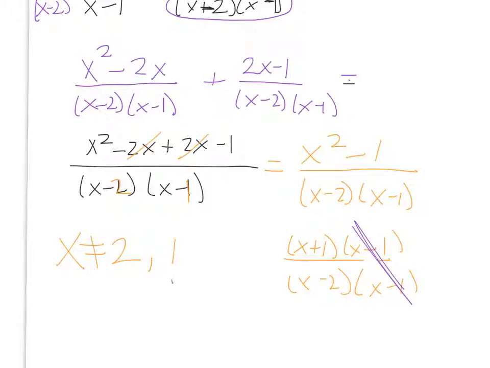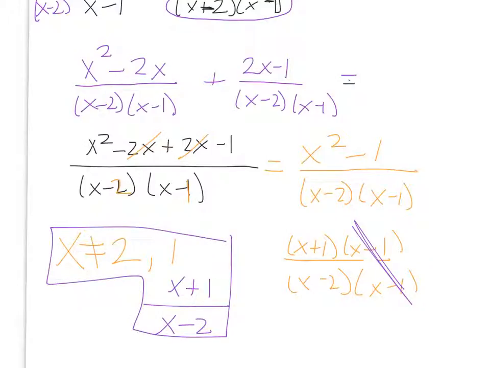So my final answer would have those two restrictions still. Those restrictions do not change. And then the final answer would be x plus 1 over x minus 2. I want you to try the other two, 3 or 4. Can't remember how many there are.